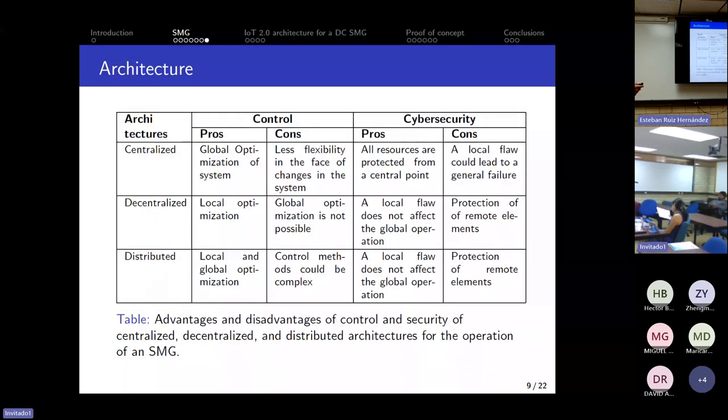Another important characteristic of the SMGs is the architecture. We have three types of architecture: centralized, decentralized, and distributed. Each one has pros and cons from the point of view of control and cybersecurity. The main advantage of the centralized architecture is that we can reach a global optimization of the system, but it has less flexibility in the face of changes in the system. From the cybersecurity point of view, the main advantage is that all resources are protected from a central point. We can implement our cybersecurity rules, but a local flaw could lead to a general failure of the system.